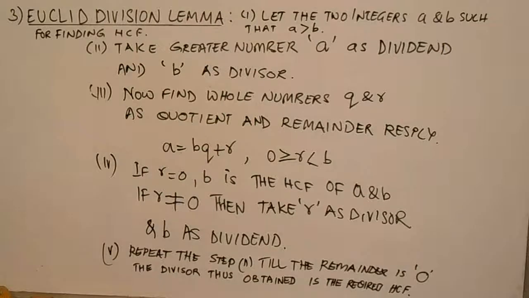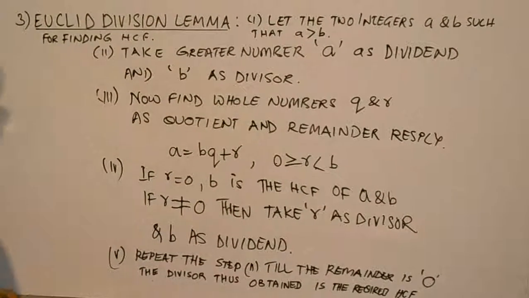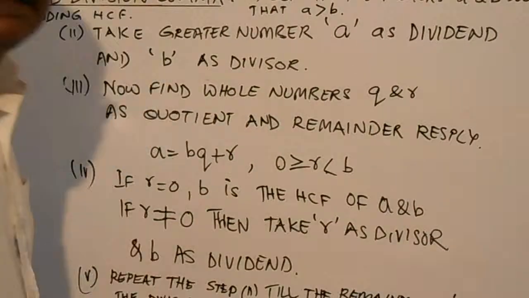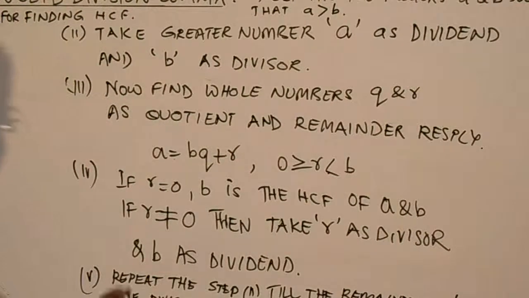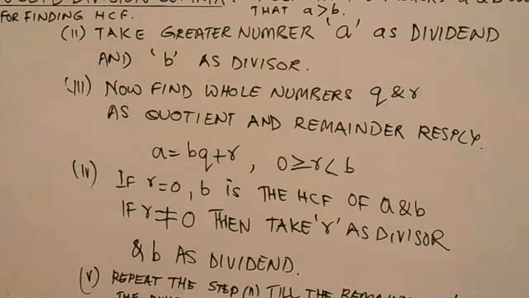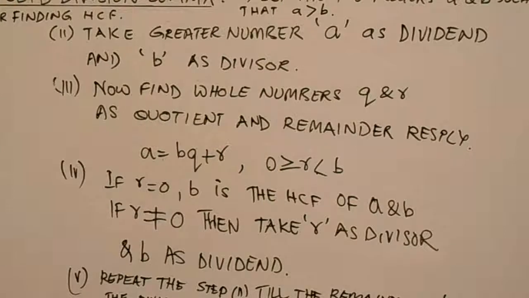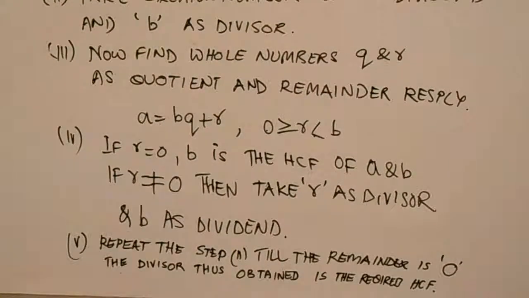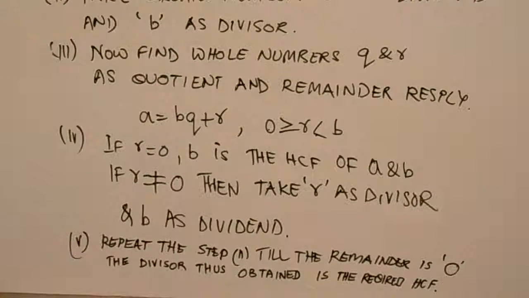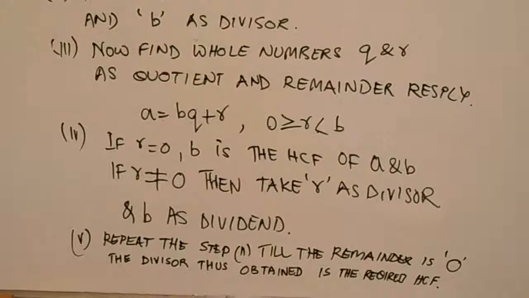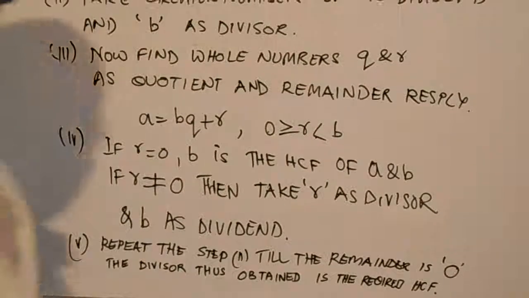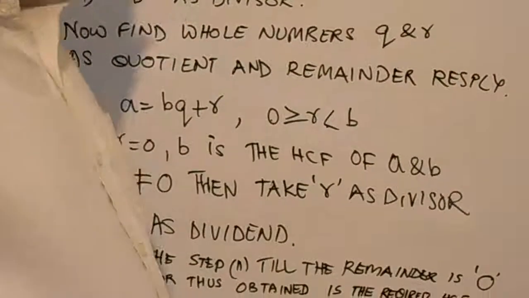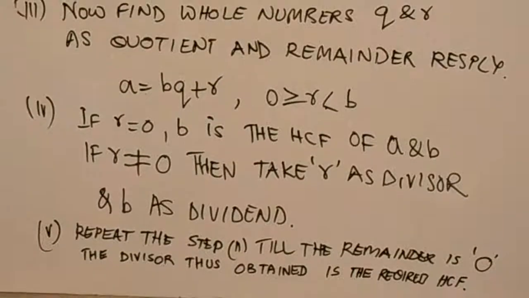Step 4, if r is equal to 0, b is the HCF of a and b. If r is not equal to 0, then take r as divisor and b as dividend. Then step 5, repeat step 2 till the remainder we get is 0. The divisor thus obtained is itself the required HCF of the given numbers.